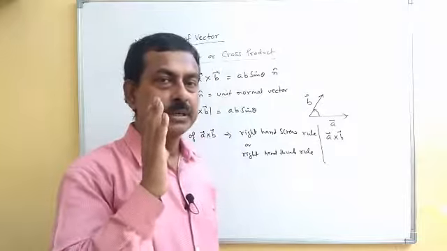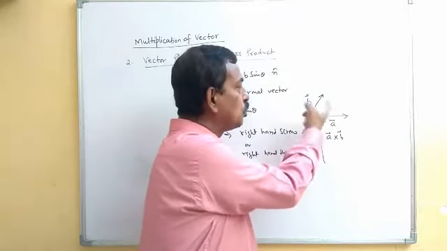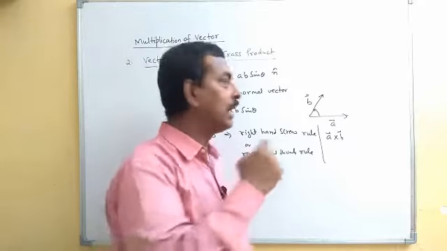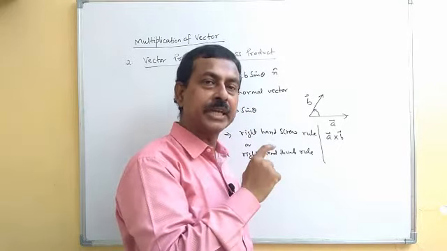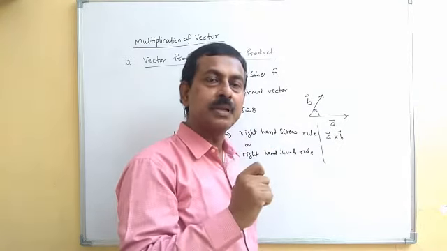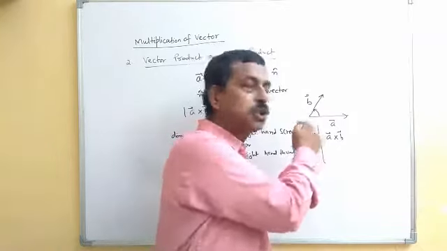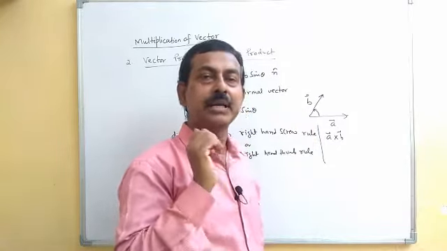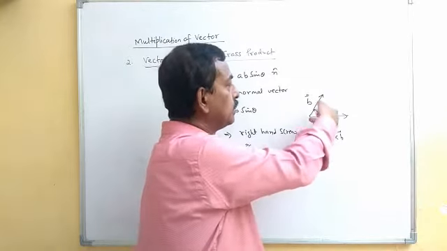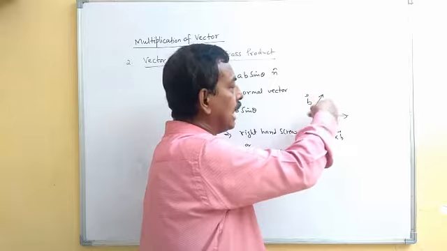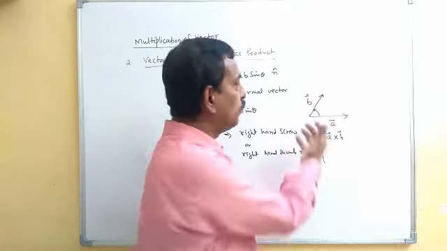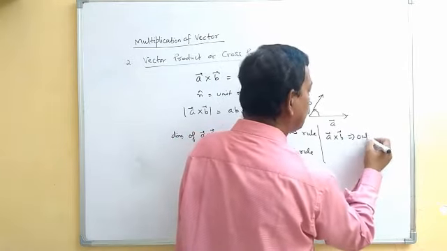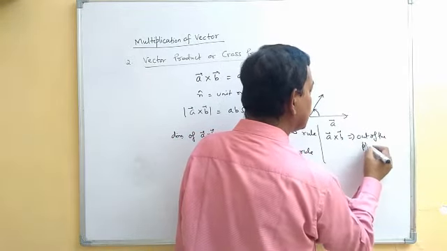So just take it once again. You have to rotate a right-handed screw which is held in a plane containing the two vectors and is rotated from first vector to second vector through a smaller angle. Then the direction in which the tip of the screw moves, that will give the direction of cross product. So here, if I'm using right-handed screw and we are rotating in the anti-clockwise direction, then the tip of the screw will come out. The screw will come out if you are rotating in the anti-clockwise direction. So the direction of this one will be out of the plane.